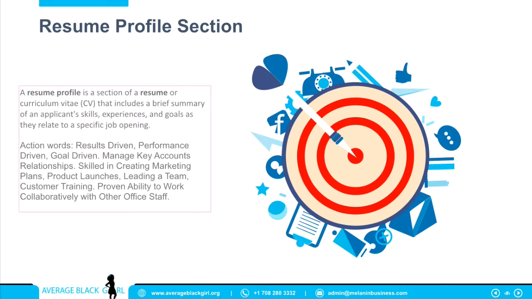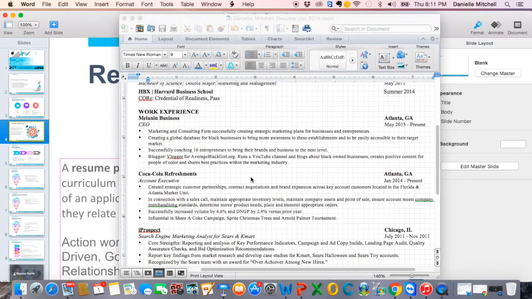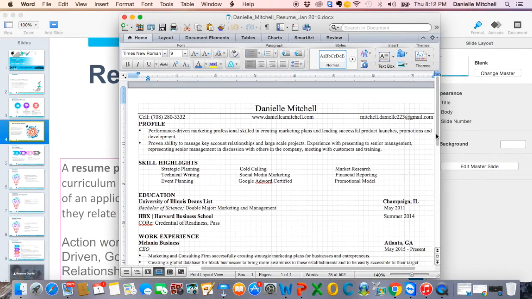So let's get into my resume so that you can see that part. First I have my name, and then I have my number, I have my email address, I have my website, and then I have my email address. And that's what I have for the top part.